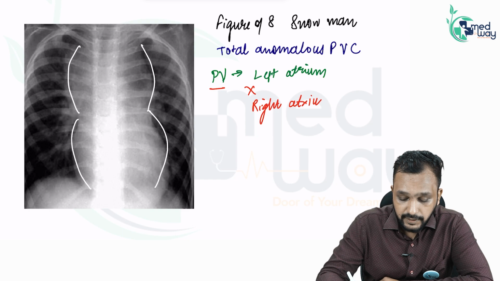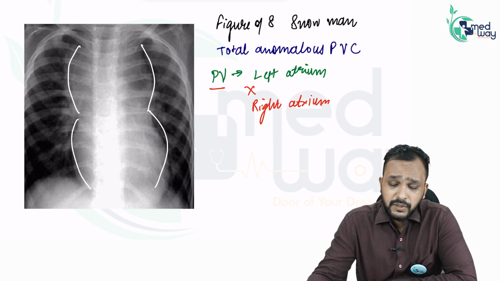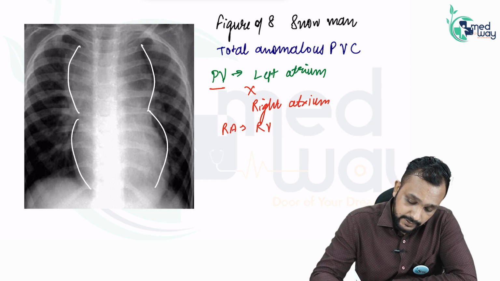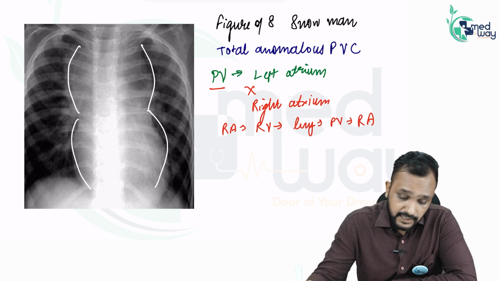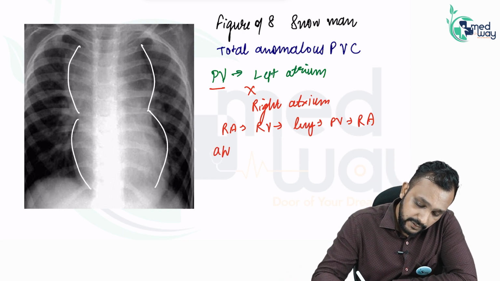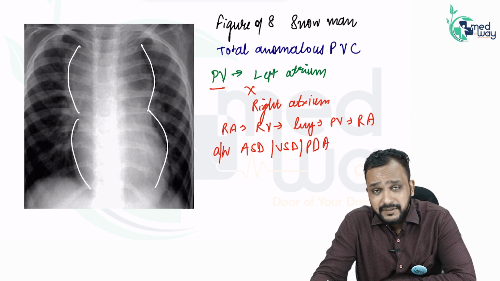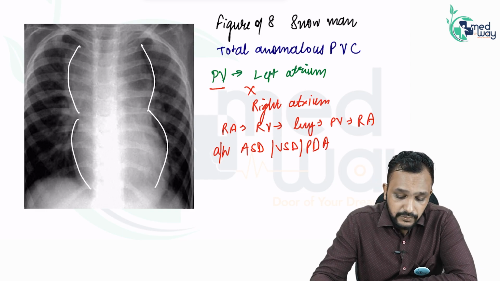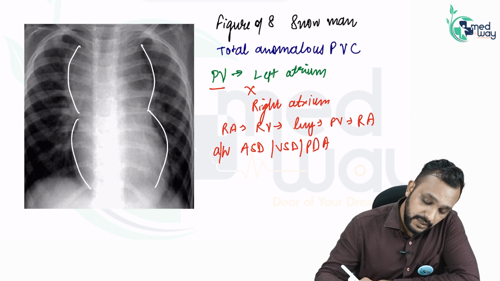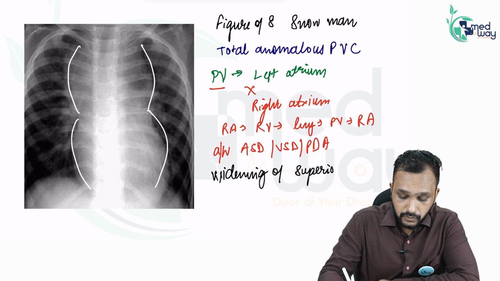Now what happens when the oxygenated blood from the lungs is not going into the body? Instead of going into the body, it is going into the right sided heart only, right? It goes into the RA, RV, then lungs, then back to pulmonary veins, and again right atrium. So again, for these patients to stay alive, these patients are always associated with the ASD, or VSD or patent ductus arteriosus, right? So that mixing of blood can happen. Now, guys, because all the pulmonary veins are draining into the right atrium, there is widening of the superior mediastinum, and this widening of superior mediastinum gives an appearance which is known as snowman appearance.